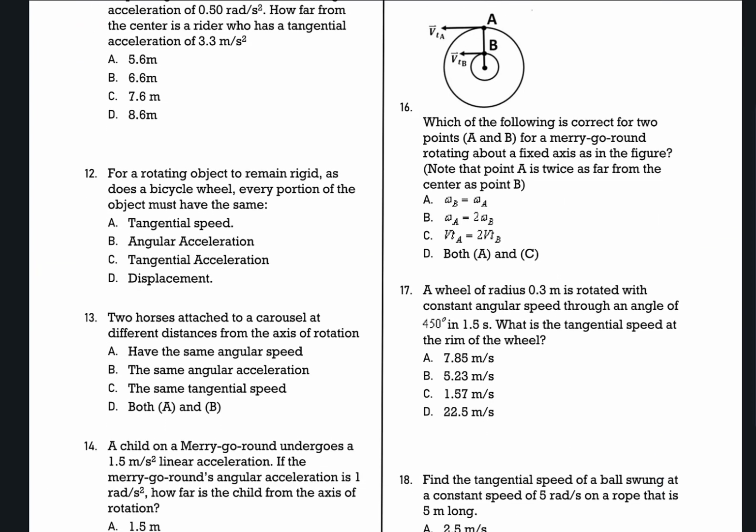So this is question number 16. Which of the following is correct for 2 points A and B for a merry-go-round rotating about a fixed axis as in the figure? The merry-go-round is a rigid object, so we should first know this. For a rigid object, every single point will have the same angular displacement, same angular speed, same angular acceleration, and the rotational quantities are the same for all the points.